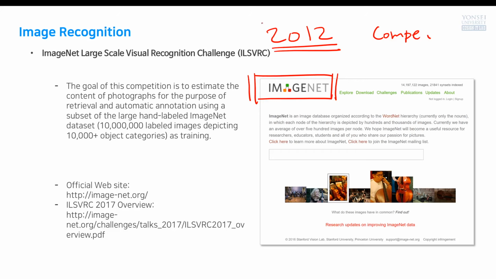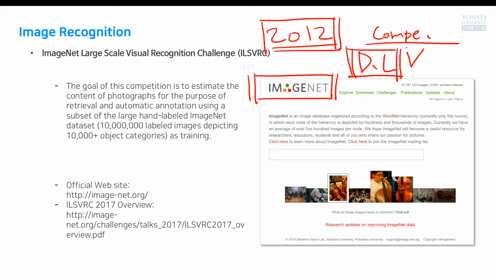Okay, in 2012, a deep learning based algorithm won this competition. That is why deep learning's debut in industry and academia was around 2012. Okay, so this ImageNet got something of a breakthrough. Why do they call it a breakthrough?